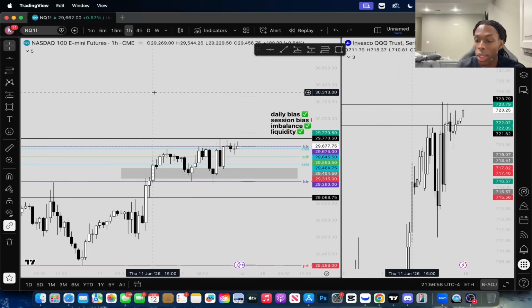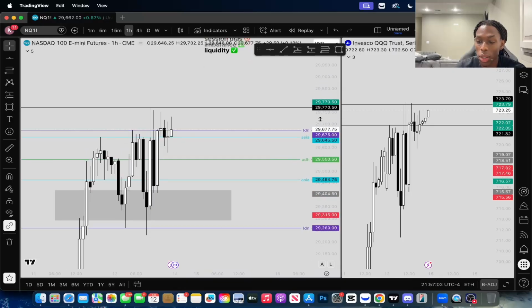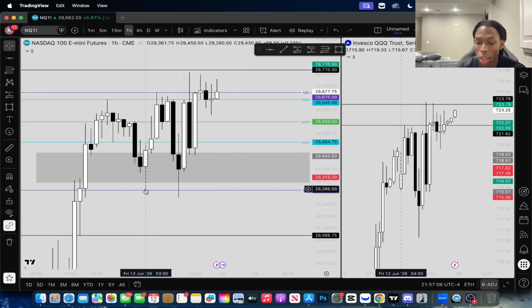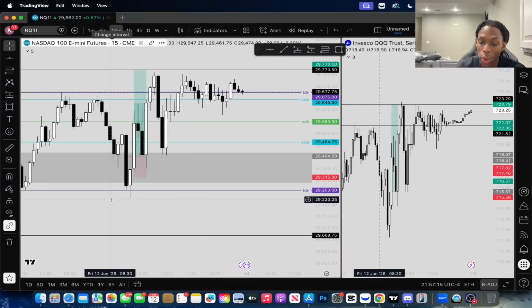Next thing is going to be OTE. The OTE that I marked out today was from this low here to this high here. And obviously we took it out on the lower time frame. It'll look like we took it out, like we didn't bounce from it.